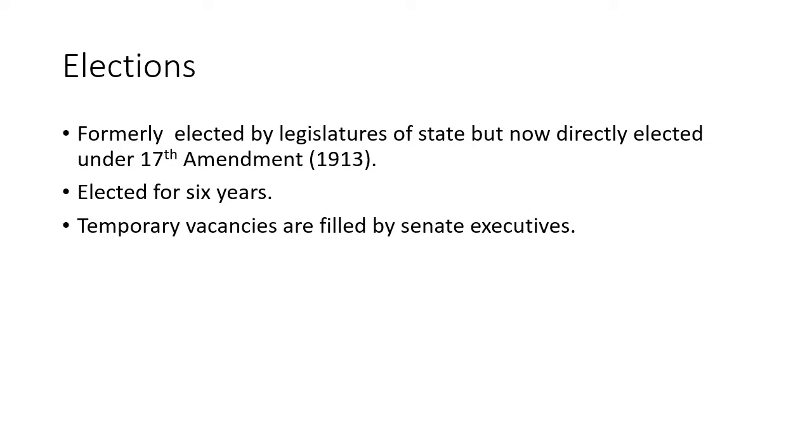Now, how are the elections of the Senate conducted? Before 1913, the elections for the Senate were indirect elections. That is, the legislatures of the individual states were electing their senators and sending them to the Senate. But after 1913, when the 17th Amendment in the Constitution of the United States was passed, the system of election for the Senate was changed from indirect to direct elections.